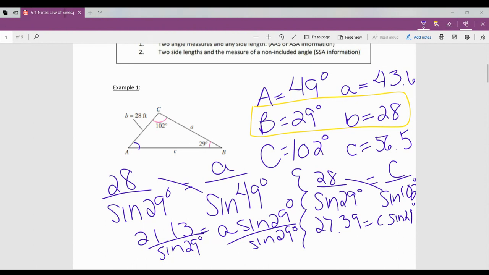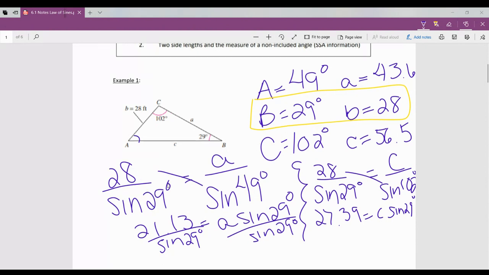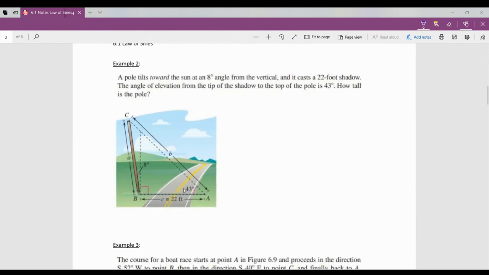All right, and so that's kind of how we would apply the law of sines. Continuing on, we've got example 2. Now this is a word problem, but it's still the law of sines. A pole is tilting toward the sun at an 8-degree angle from the vertical, and it casts a 22-foot shadow. The angle of elevation from the tip of the shadow to the top of the pole is 43 degrees. How tall is the pole?